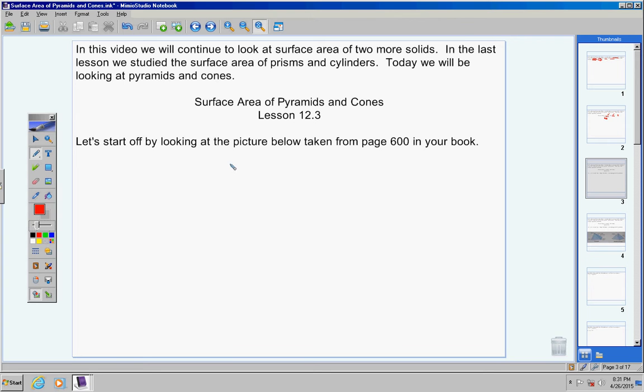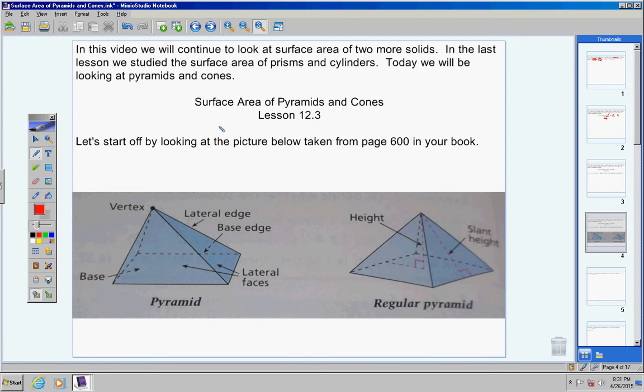Let's start off by looking at the picture below, taken from page 600 in your book. Now, the whole reason I do this is so that you don't have to draw the drawing that you're about ready to see. Some of you have really good drawing skills. Others of you are like me. You don't. And so in your notes, I would just write page 600, okay? And then put something like pyramid, regular pyramid, know the terms. Page 600, pyramid, regular pyramid, know the terms, okay?